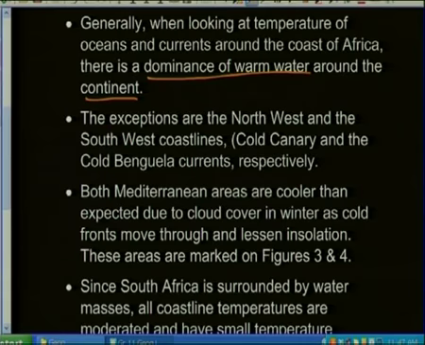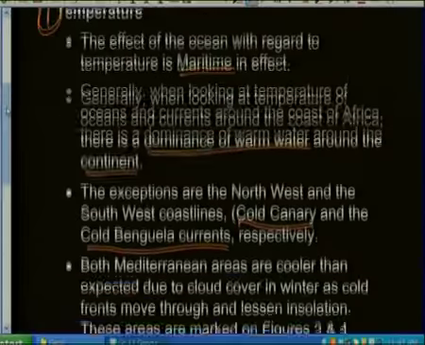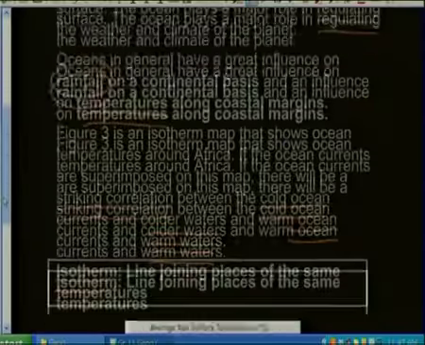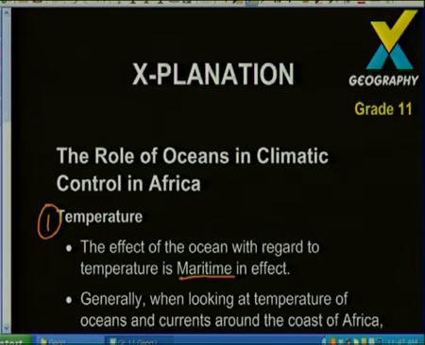The exceptions are the northwest and the southwest coastlines, which I was pointing out in that previous diagram we looked at earlier, where your cold Canary current and the cold Benguela ocean currents, respectively, are moderating the temperatures down rather than up. If we quickly go back to that diagram, this is what we meant over there, when I was showing you that and that over there. That's what we're talking about in this bullet on the next page in your notes.